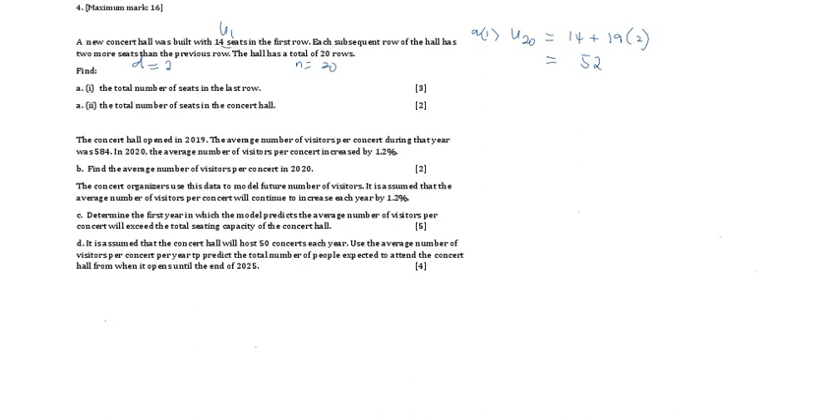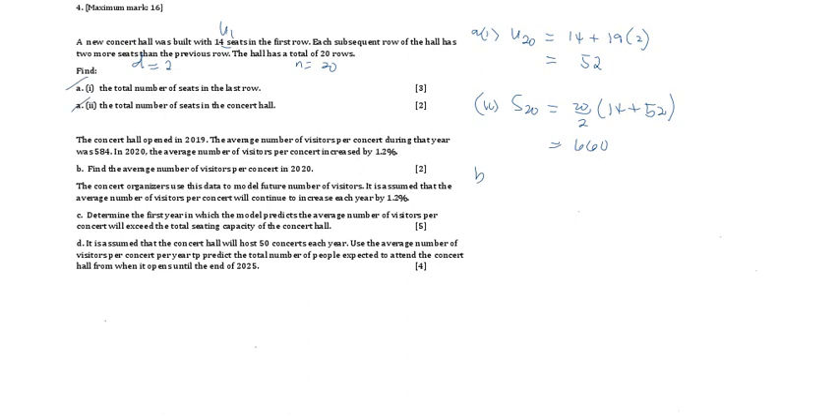For the next part, part 2, the total number of seats, so s sub 20, we can use the formula n over 2, 20 over 2, and then the sum of the first and the last terms, 14 plus 52. This gives us a total of 660. Okay, we're done with part A.